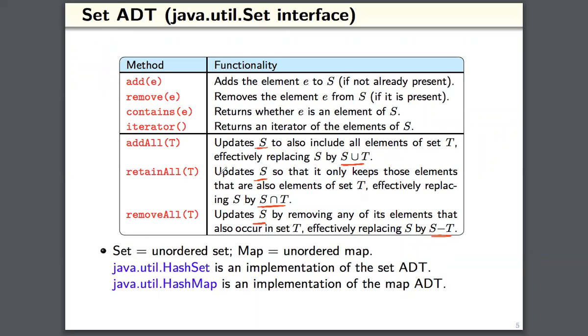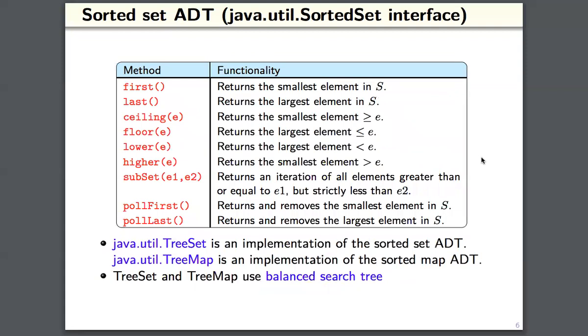So I just want to mention there is a set ADT interface in Java. A normal set is an unordered set, right? Map is unordered map. And this is typically implemented using hash set, hash map. And remember, normal set is unsorted, okay?